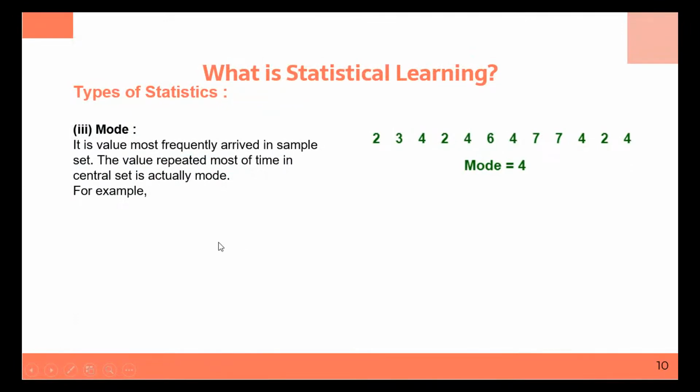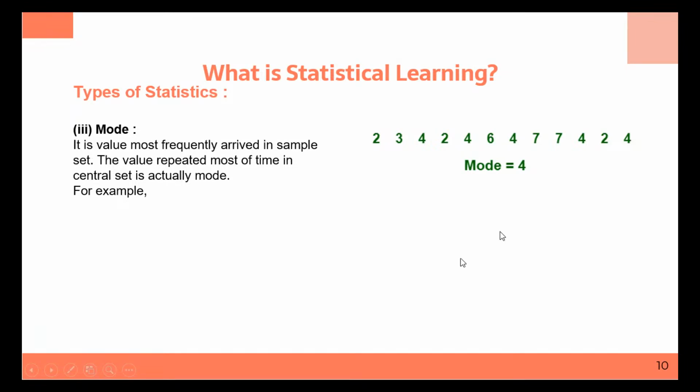And how about the mode? It is the value most frequently arrived in the sample set. It says repeated times. The value that repeats most of the time in the set is actually the mode. So what value is repeated, and how many times? 4 is repeated 5 times. So it is the value most frequently arrived. That will be taken up.